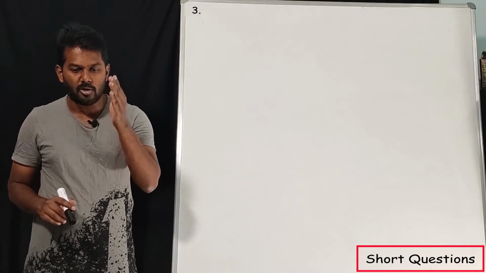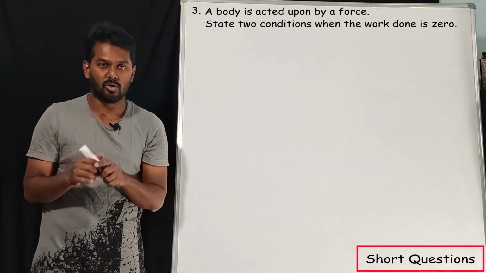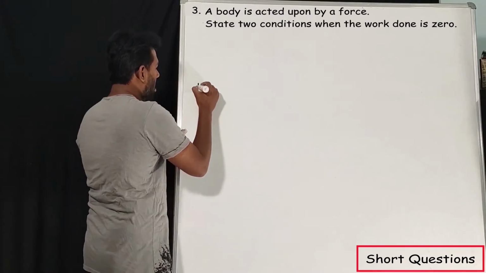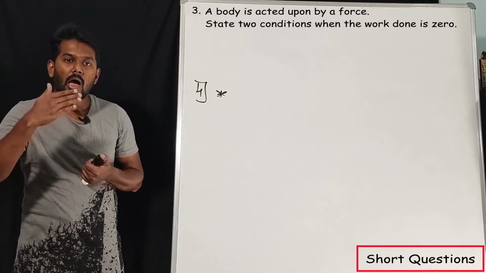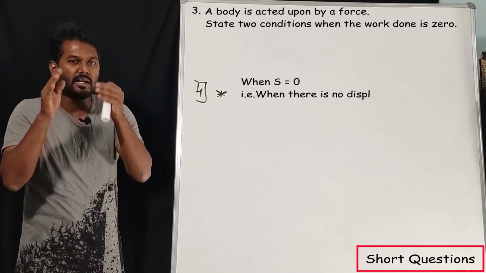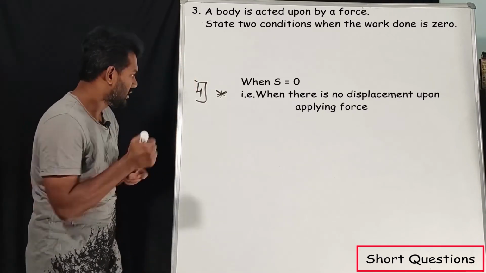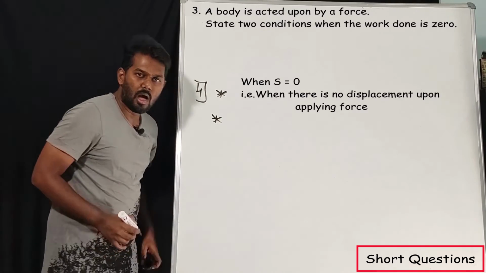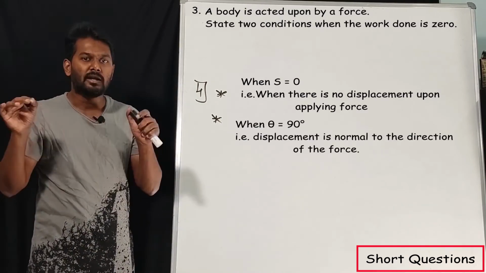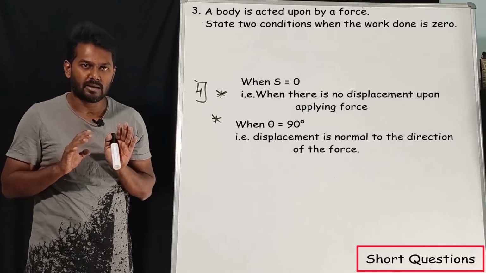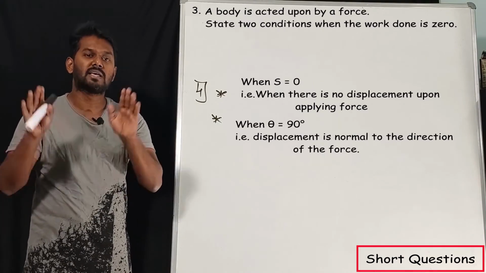A body is acted upon by a force. State two conditions when the work done is 0. See, question number 4. For this one we have two conditions, correct? When we apply a force on an object and the object is not moving, then work done will be 0. Second, when the angle between the force applied and the displacement is 90 degrees. These are the two conditions where we get the work done value as 0.